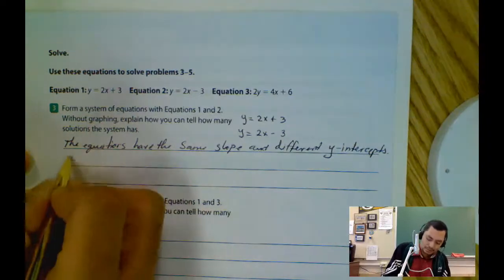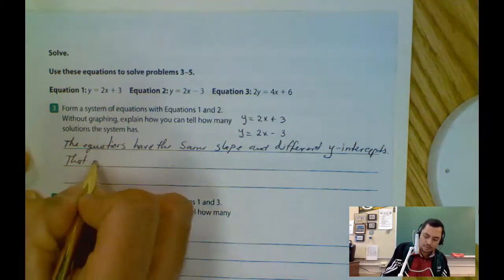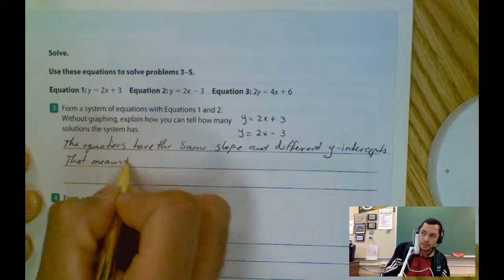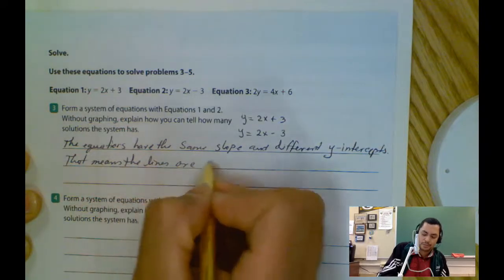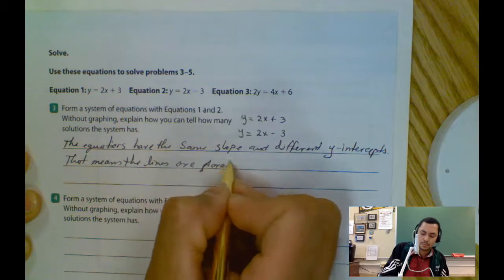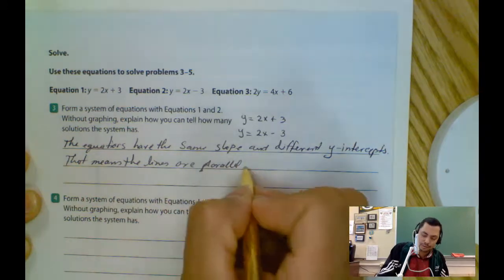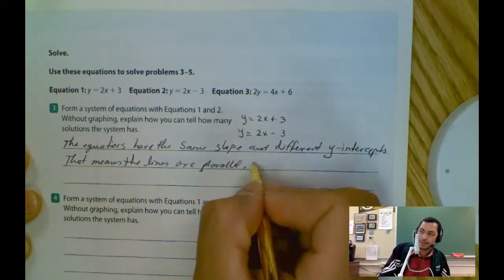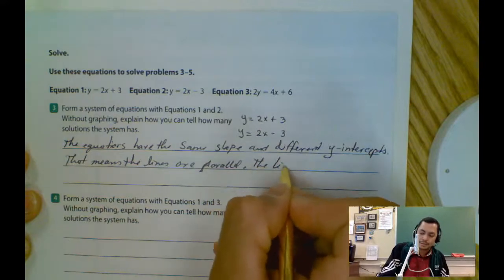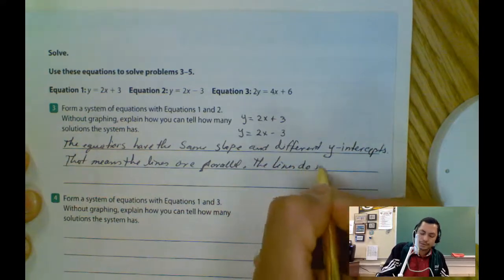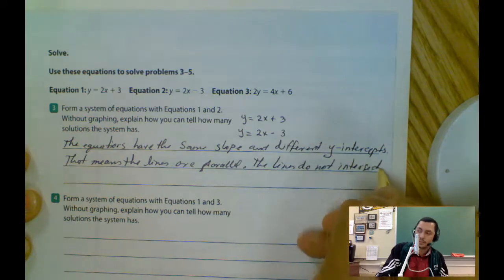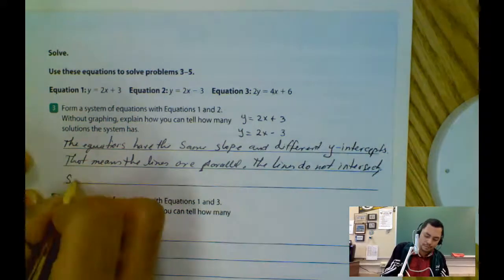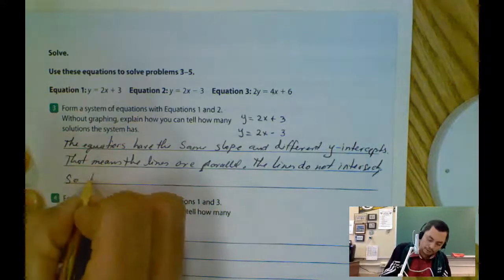That means the lines are parallel. If the lines are parallel, the lines do not intersect. So there is no solution.